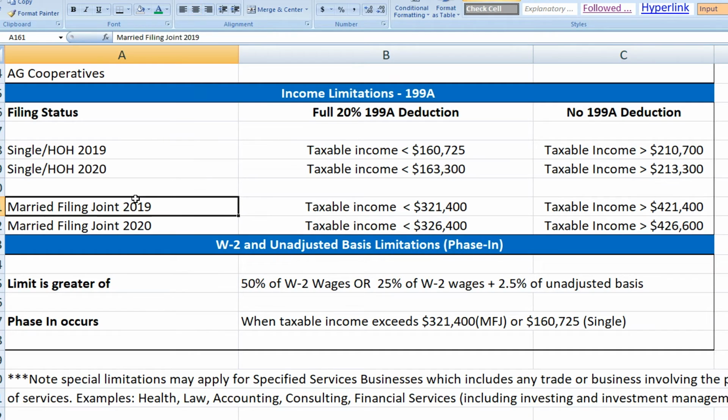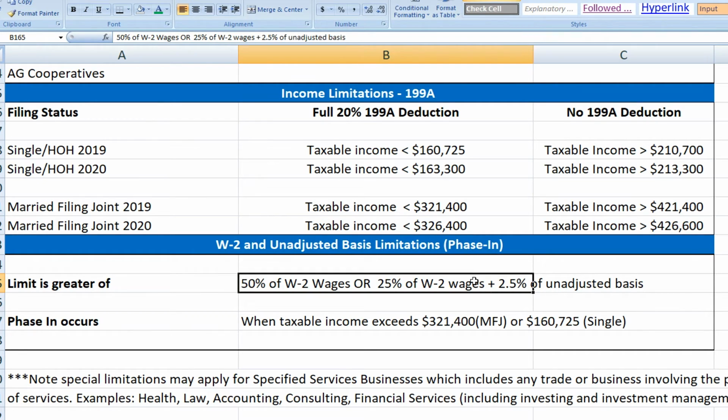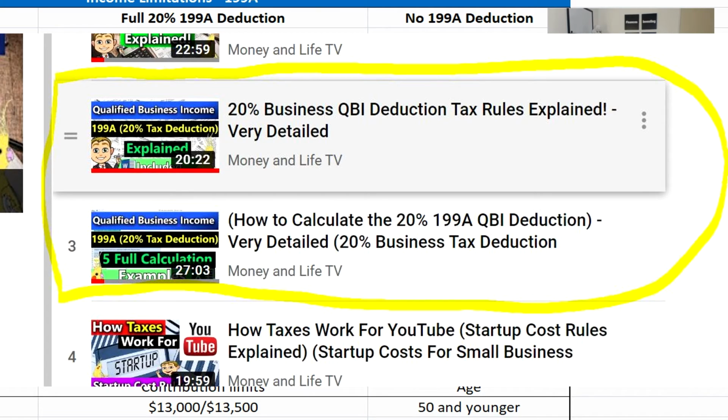Now, these are the amounts for 2019 for married filing joint and for 2020 married filing joint. If you don't have a service business, then there are other avenues for you to still be able to take this deduction, even if your income is higher than these amounts, which I've listed here. I have 2 videos actually that cover how the 199A deduction works. I made them last year, but they're still relevant. You can check them out. I will link them in the description section of this video.